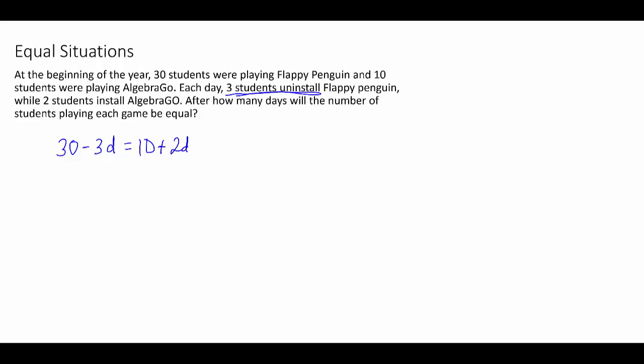Then this is a pretty easy equation to solve. We want to move the variables so they're together, and we want to move the numbers so that they're together. So for instance, I could add 3D to both sides.